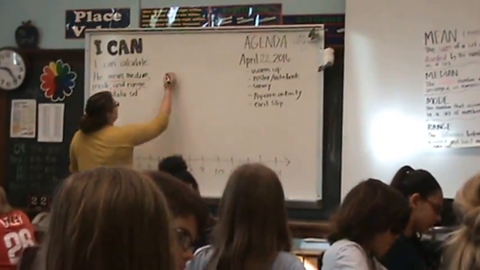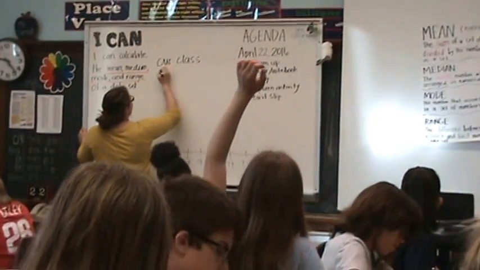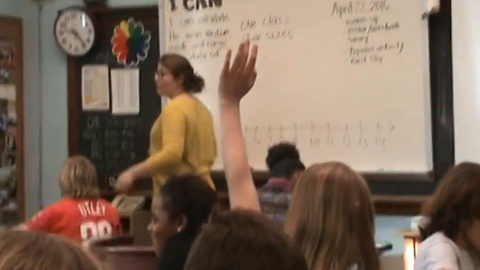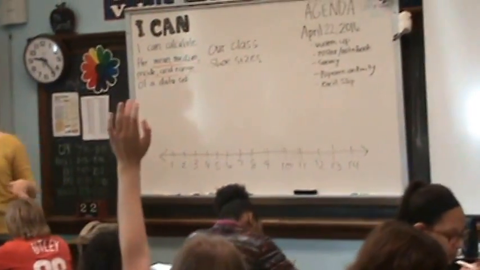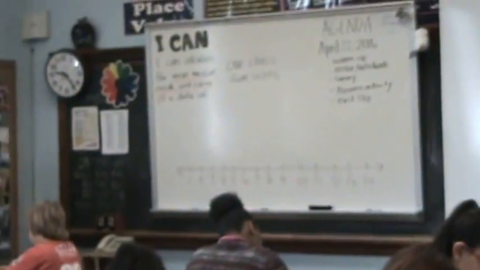And label your line plot. Should I do it at the bottom or the top? Bottom. Our class shoe size. I'm going to go around the room. I'm going to call on you. I'm going to ask you what your shoe size is. I'm going to plot it on the board. You're going to plot it in your notebook.